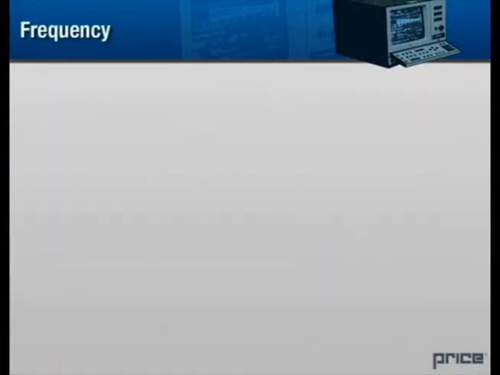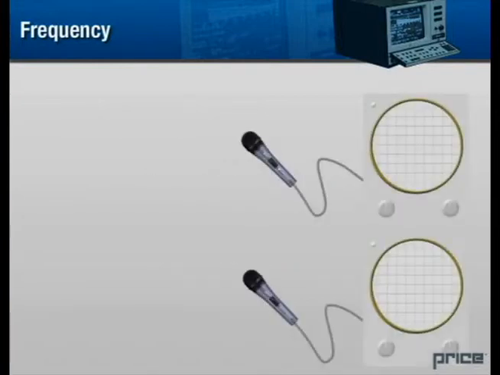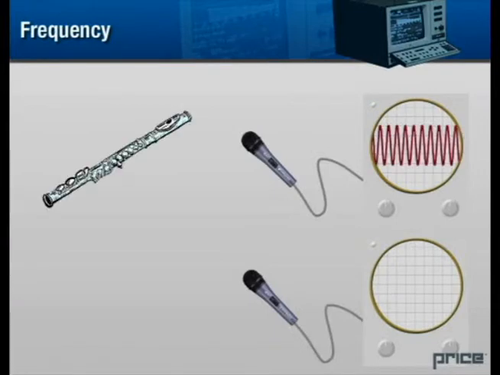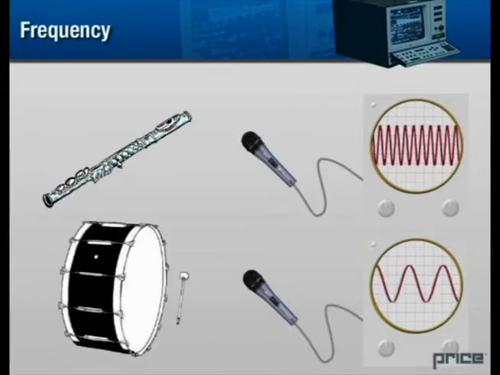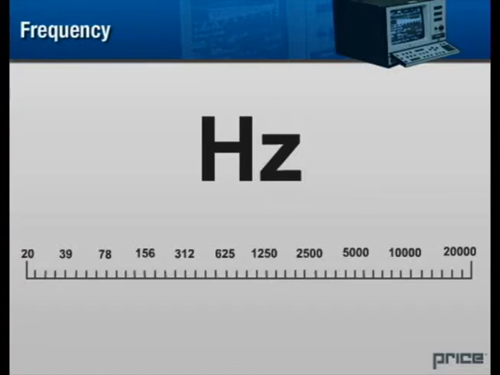Frequency. Frequency, which is measured in hertz, is the number of pressure variations that occur per second in a sound wave. The sound's frequency produces a distinctive tone. This is why a flute, which has a high frequency, and a bass drum, which has a low frequency, sound so different. The range of human hearing is anywhere from 20 hertz all the way up to 20 kilohertz. The human ear is most sensitive to sounds between 2 kilohertz and 5 kilohertz.